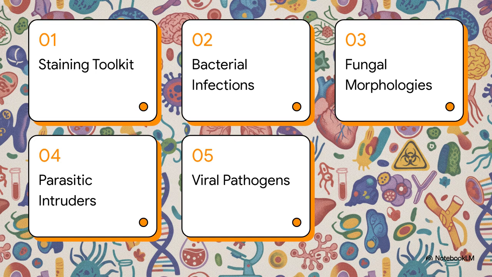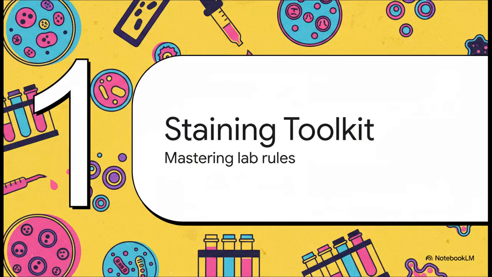Here's our roadmap for today. We're hitting the diagnostic staining toolkit, visualizing bacterial infections, fungal morphologies and stains, parasitic intruders and clues, and finishing up with viral and congenital pathogens. It's a full diagnostic lab journey, moving from your baseline staining tools all the way out to massive systemic clinical complications. All right, let's kick things off with Section 1, the Diagnostic Staining Toolkit.